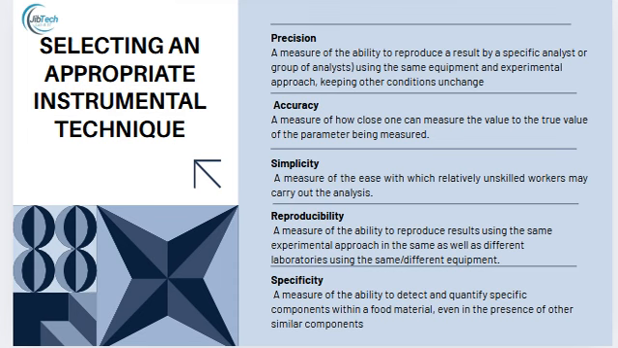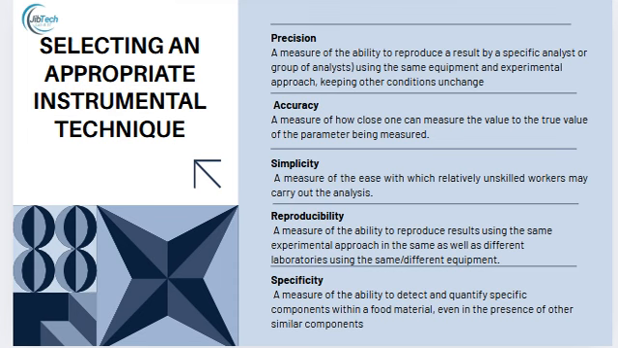All right. The first one is precision. We have accuracy. We have simplicity, reproducibility, and specificity. All right. So these factors are very important, and they should shape your choice of selecting an instrument or an equipment for your analysis. And so what do they mean?